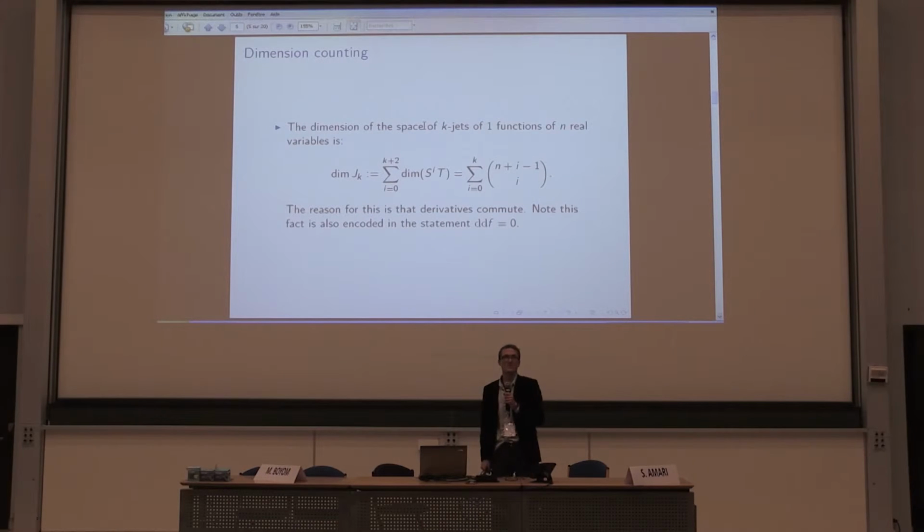So we can apply that to our particular problem of whether a given metric has a Hessian metric by just a very simple dimension counting argument. So the number of k-jets of a single function of n variables is given by this formula. It's given by the sum of the dimension of this symmetric power. That shouldn't be k plus 2, that should just be k. Sorry about that. So the reason for this is that derivatives commute. So we aren't adding up the ith tensor power, we're adding up the symmetric power. So this gives a certain growth in the size of the space of k-jets.